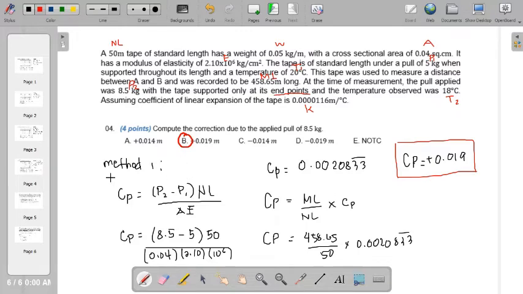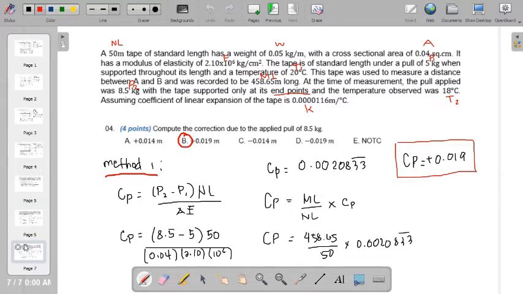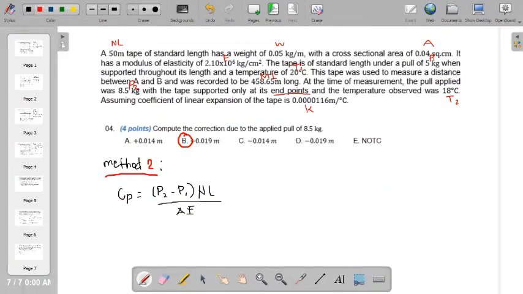Now let's try method 2. Method 2 is very short and simple. You just have to change this to ML, not NL. We are going to use the length of the whole stretch, I mean the whole stretch from point A to point B.